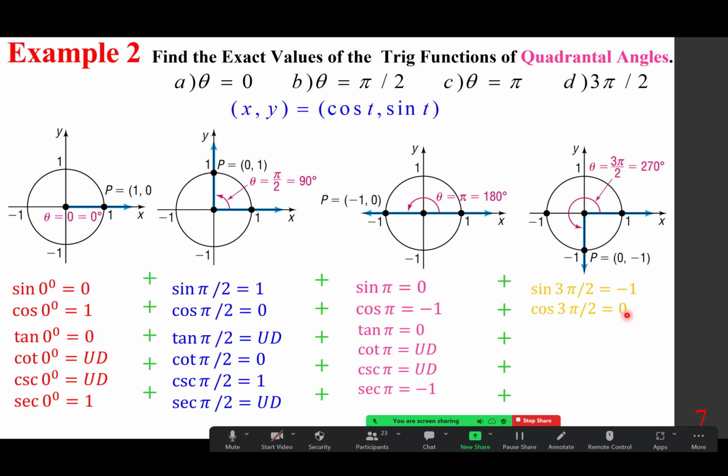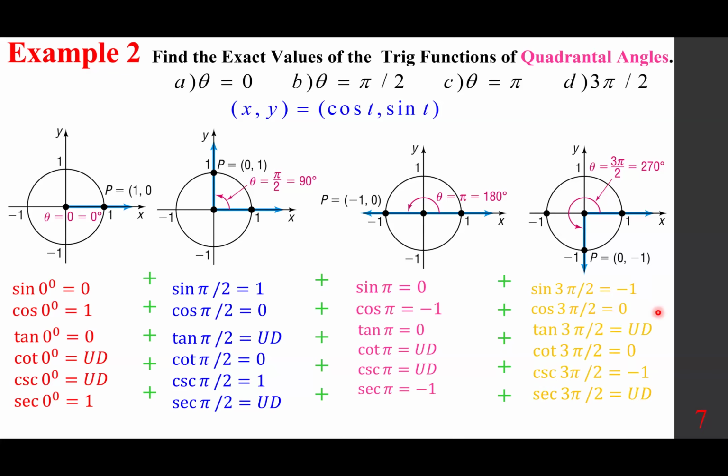tangent is sine over cosine. It makes tangent undefined. Cotangent makes it 0 over negative 1, or 0. Cosecant is 1 over sine, so it's 1 over negative 1, which is negative 1. Secant is 1 over cosine, 1 over 0, is undefined. So it's pretty straightforward how we arrive at those answers, everybody.